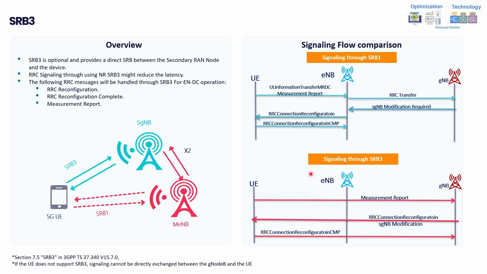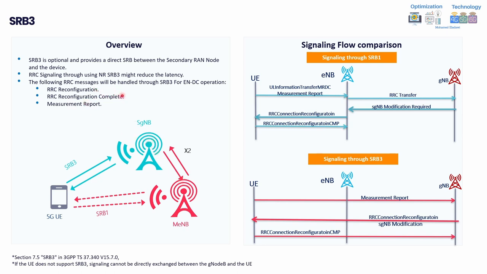And the last part we are going to discuss now is about signaling radio bearer 3. Signaling radio bearer 3 is actually optional. It's not currently enabled. The majority of the signaling is being transferred through SRB1, signaling radio bearer 1, as shown here: all these 3 messages, RRC reconfiguration complete and measurement report, go through SRB1, transferring from the 5G UE to the master eNB. Then the master eNB can transfer it to the SgNB and so on.